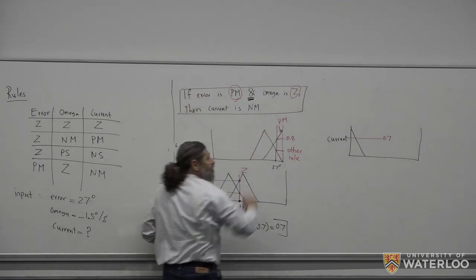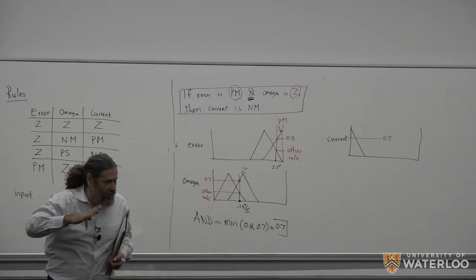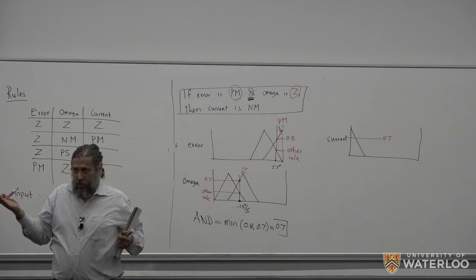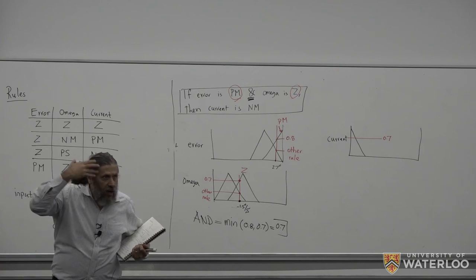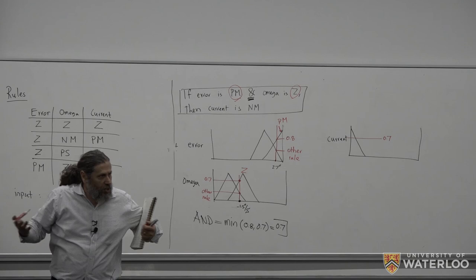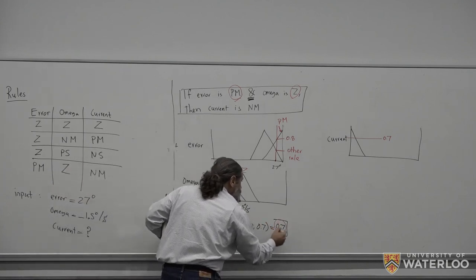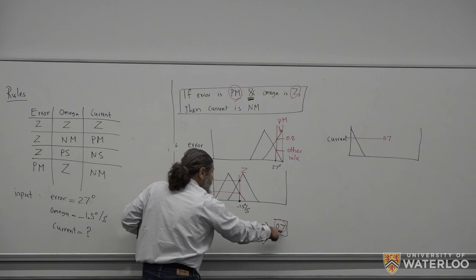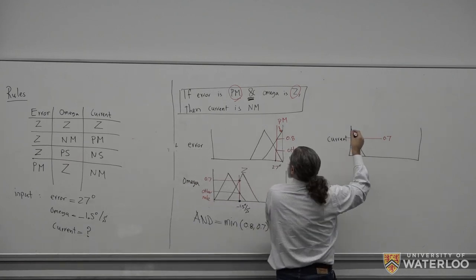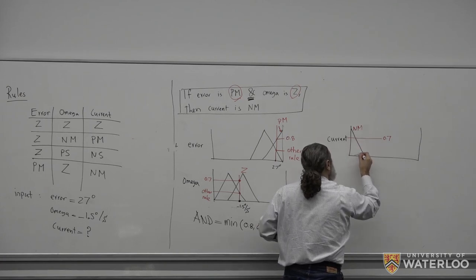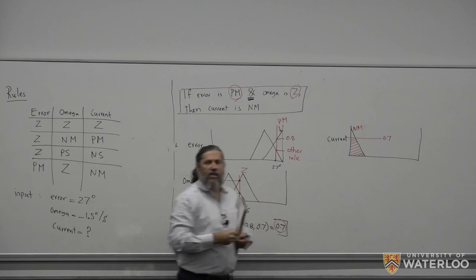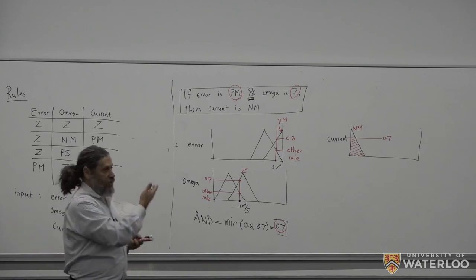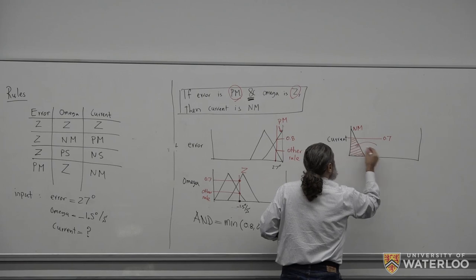If the premise is valid at 0.7, if what I'm measuring is valid to 70%, I can only conclude also with 70%. I do not have magical powers. I can only work with numbers that I get. So I will cut it at 70%. If error is positive small and omega is zero, then it's 0.7, and the current is, what was it? Negative medium. So this region is the answer of the fuzzy controller for you. This is the answer.